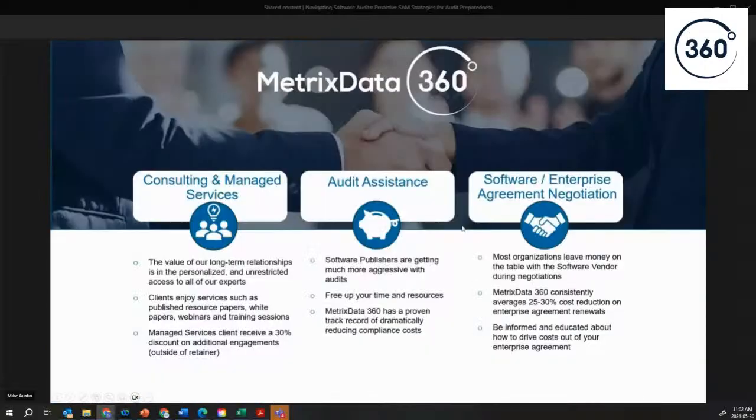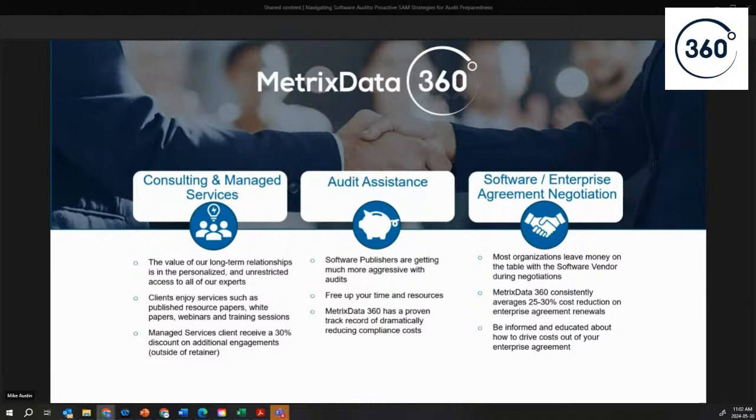For those of you that don't know MetrixData 360, we are a firm that provides software asset management services, focused very heavily on license and compliance, software license compliance and optimization.